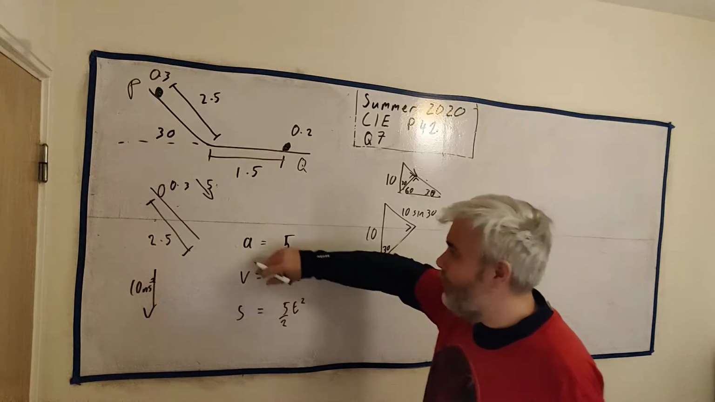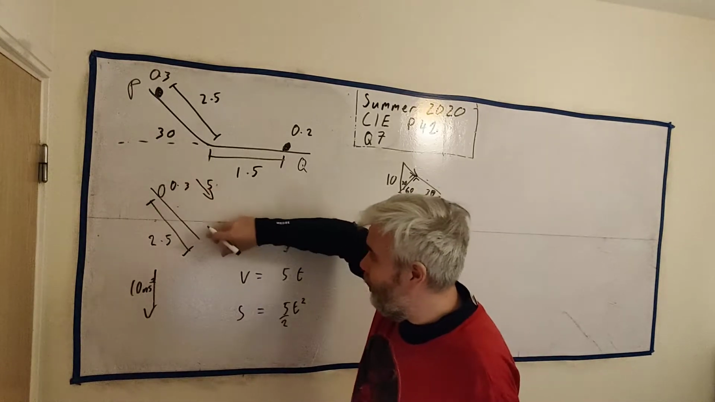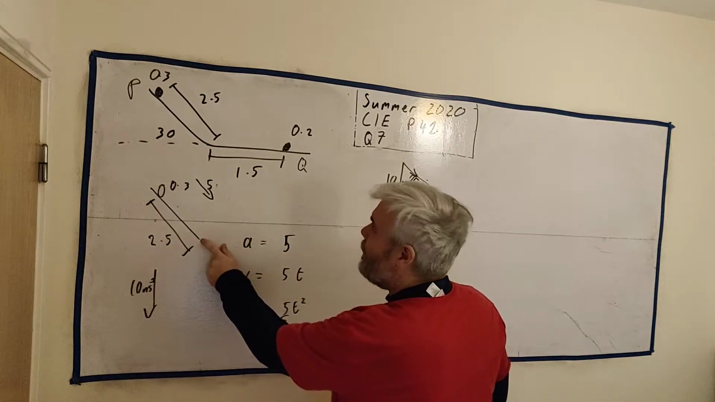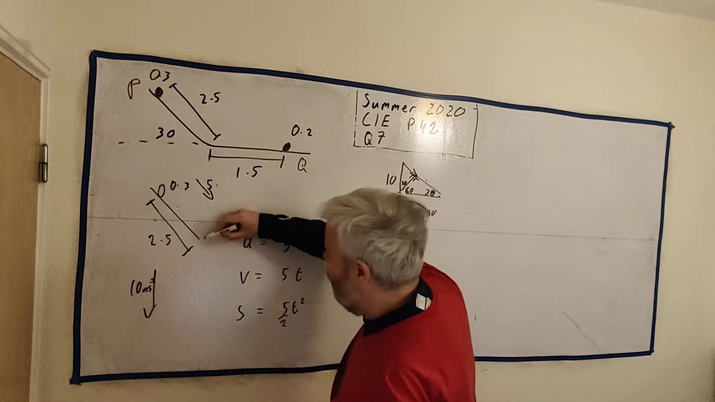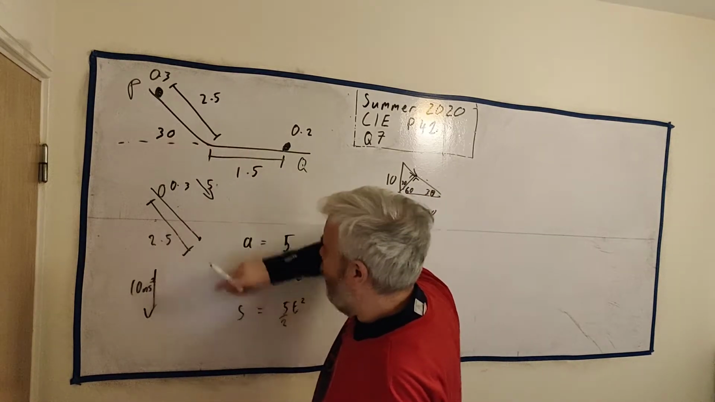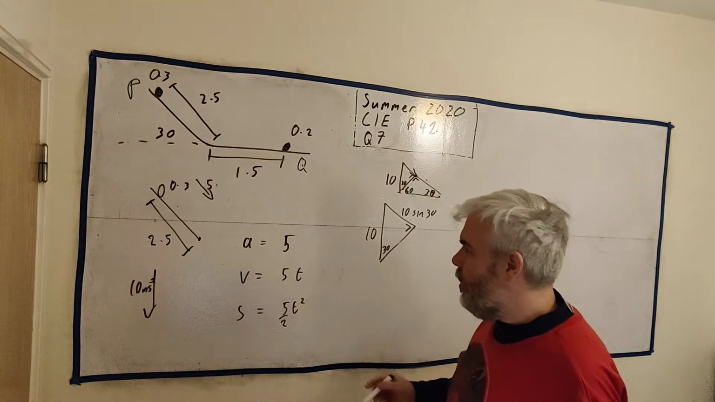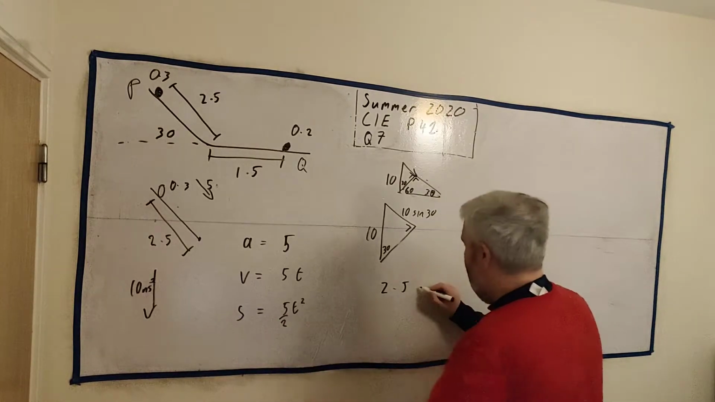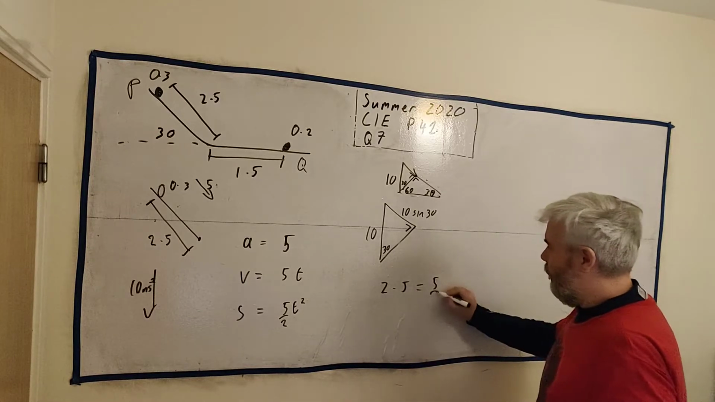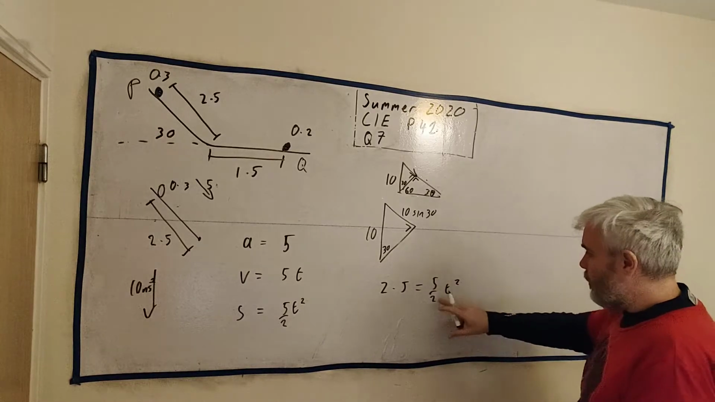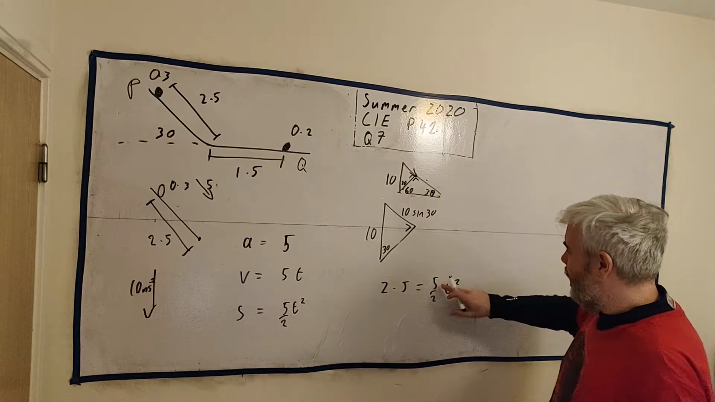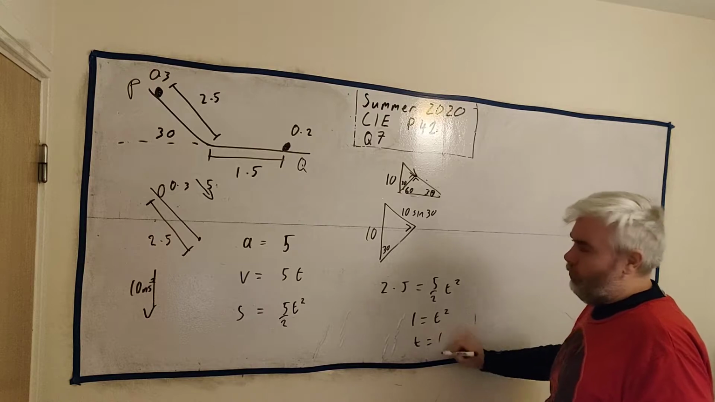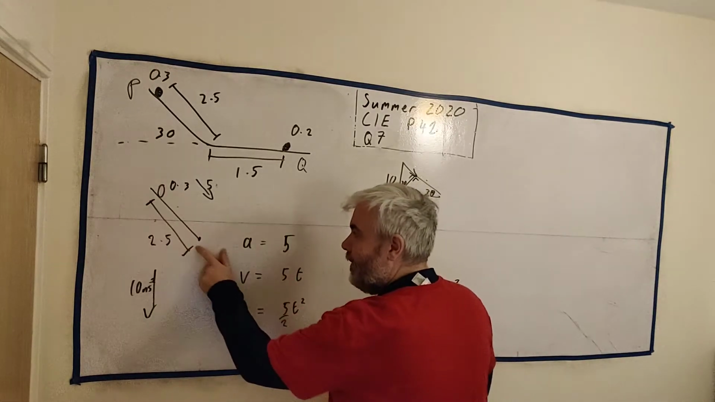I can find out everything about this simple world now, until that little bend anyway. What I'm interested in is the speed when it gets to the end of this ramp. So let's see. I know the displacement: 2.5 must equal 5 over 2 t squared. Let's rearrange. 2 multiplied by that is 5, and 5 divided by 5, I get 1 is equal to t squared. t is equal to 1. So after 1 second it'll take to go down here.